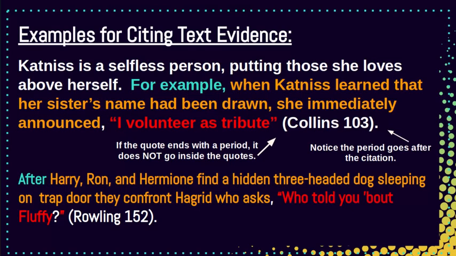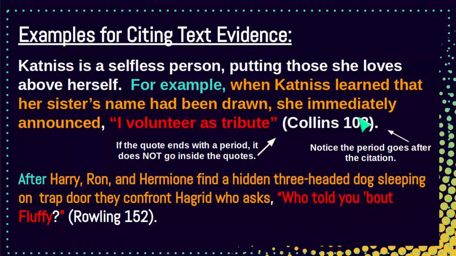So as an example, Katniss is a selfless person, putting those she loves above herself. Our transitional word is "for example." And then we explain a little bit more about this situation. When Katniss learned that her sister's name had been drawn, she immediately announced. Now we need to separate our explanation with a comma, and we start our quotation with quotation marks and a capital letter. I volunteer as tribute.